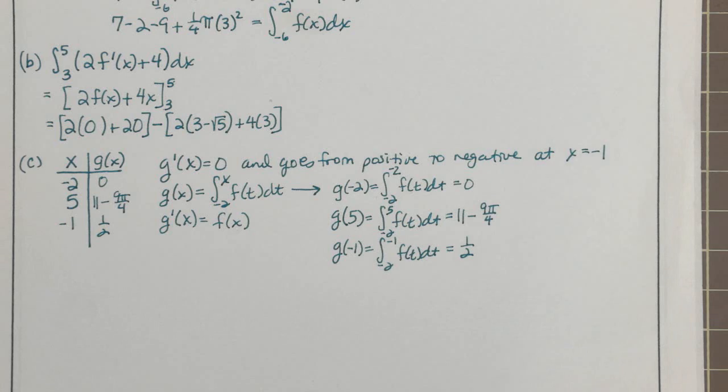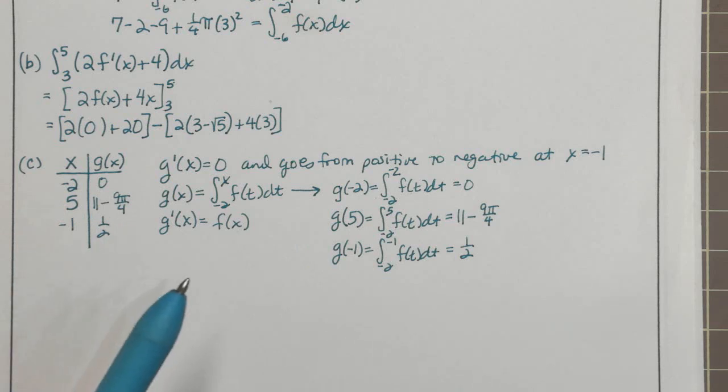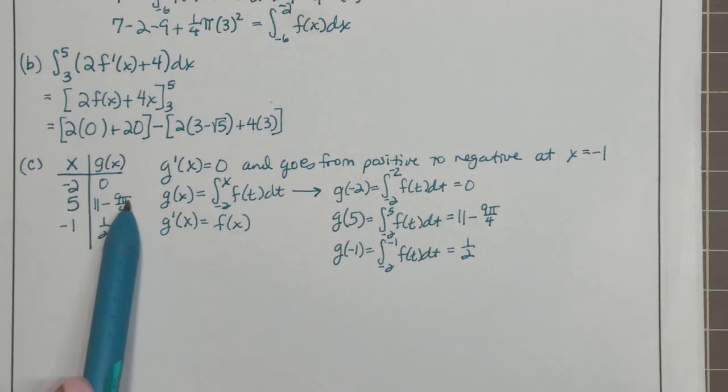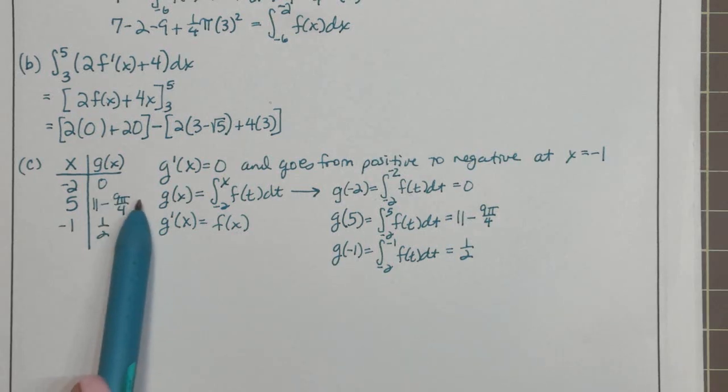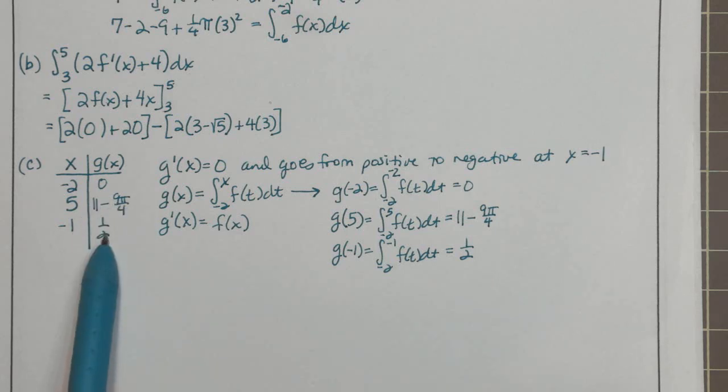Okay, and now we need to figure out what is the highest g value. I know a half is bigger than 0. My question is, is 11 minus 9 pi over 4 bigger than a half? Well, 9 over 4 is a little over 2, 2 1/4, times pi. Pi is 3.14, blah, blah, blah. That's going to be 6 point something. 11 minus 6 point something, or maybe even 7 point something. But it's still bigger than a half.